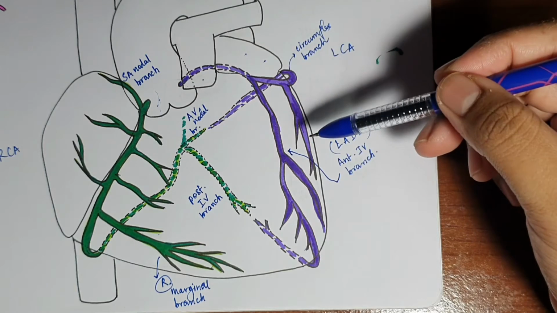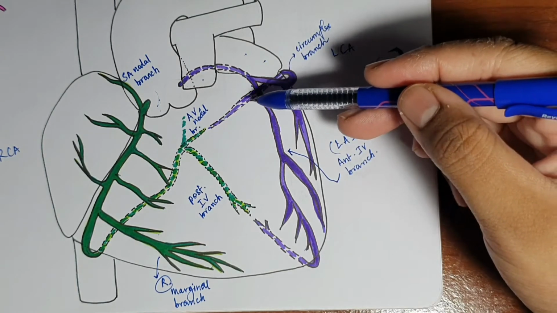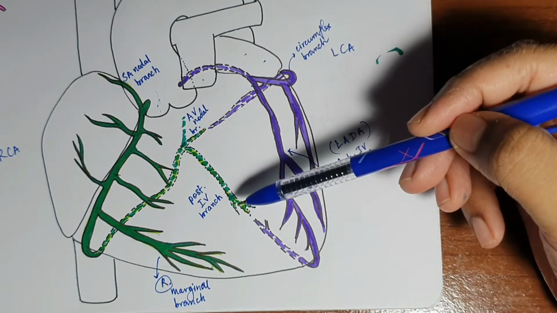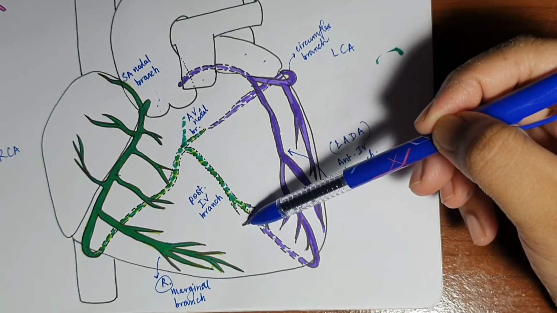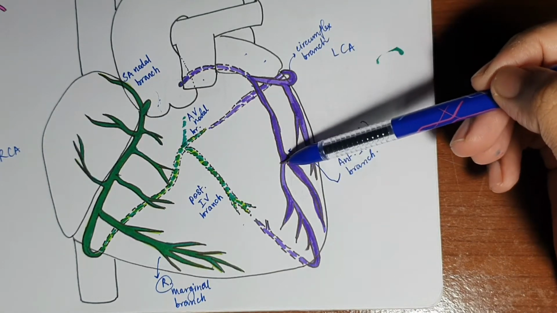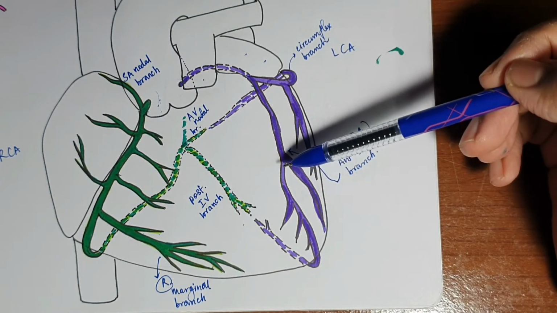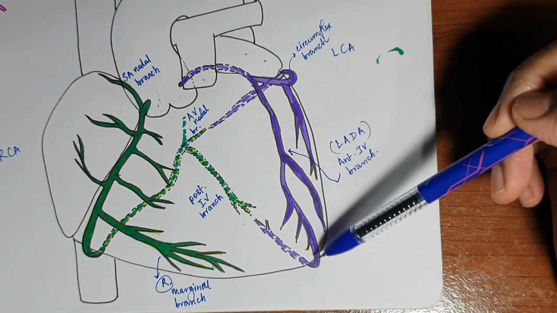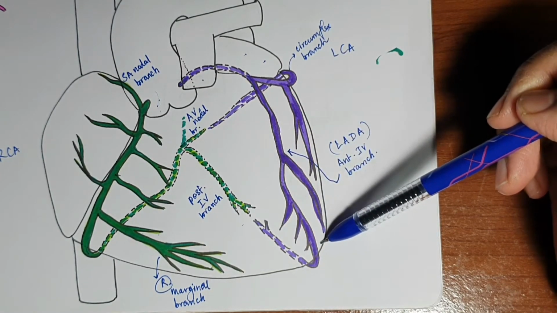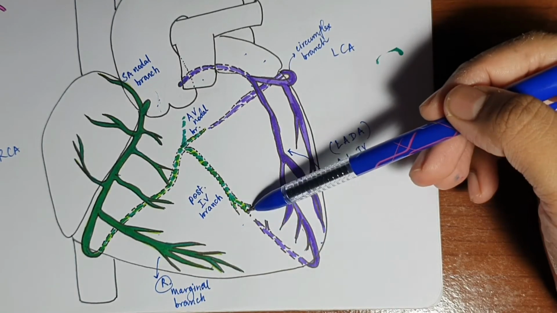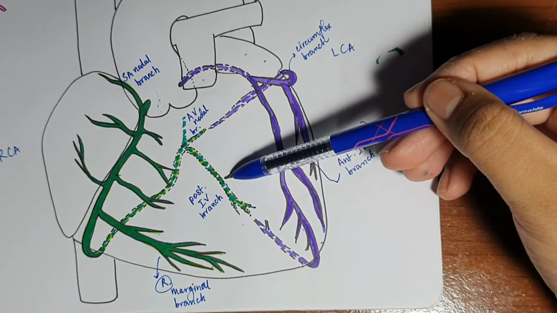Now the anterior interventricular branch is running in the anterior interventricular groove. Just like we had the posterior interventricular branch running in the posterior interventricular groove, we have an anterior interventricular branch in the anterior interventricular groove. And this runs to the apex of the heart, and it turns around the inferior border of the heart and goes back to anastomose with this posterior interventricular branch.